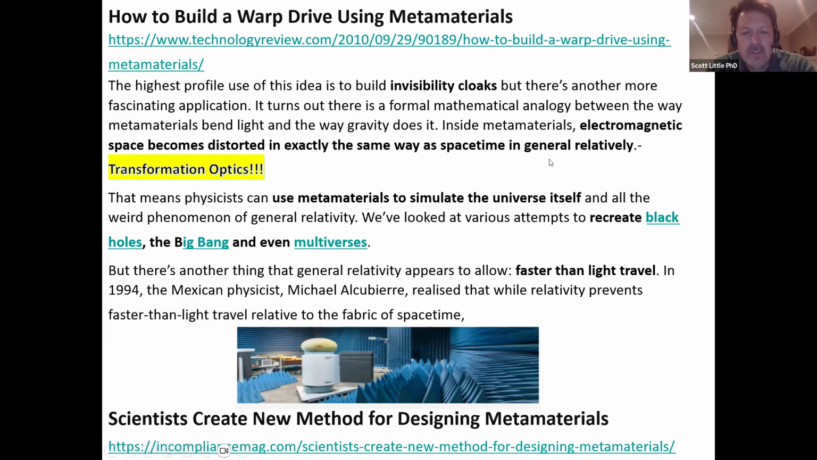And then they're using metamaterials to simulate universe things, like black holes and things like that. And then down below is where they're doing a new type of acoustic metamaterials.